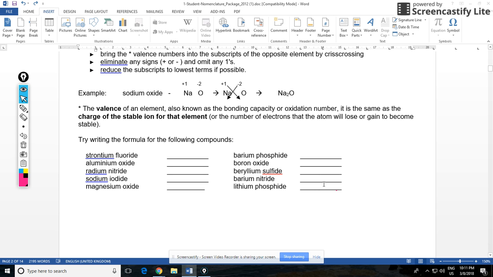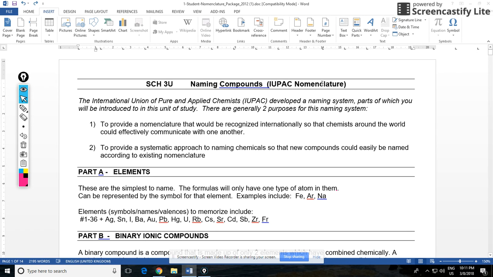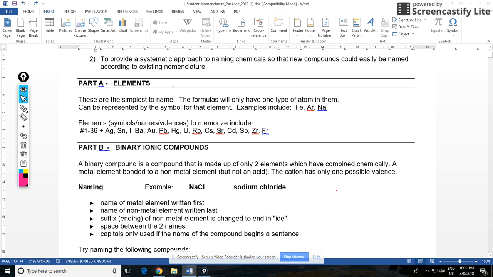...and compounds using the rules developed by the IUPAC, the International Union of Pure and Applied Chemistry, in order to come up with a consistent system so that chemists all over the world could communicate with each other and it would be easier to name compounds once they came into existence. So we're going to go through your nomenclature package. We'll try to get through parts A and B in this video.